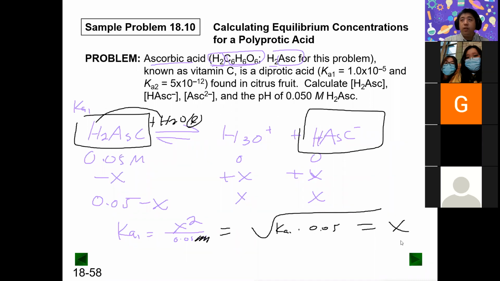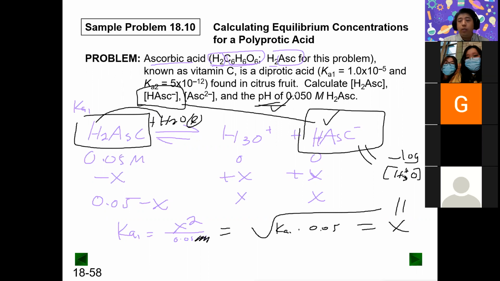So once we get to here, we have found our value of H plus, also known as H3O plus, if you want to just write it that way. Whichever one you prefer, they mean the same thing. But I also found the concentration of this one, HASC minus. So technically I have this value already. It's solved, it's done. I can find the pH now by doing the negative log of this value here. And I have just solved for that as well. And this is all with a standard ICE table. I haven't done anything different, okay?